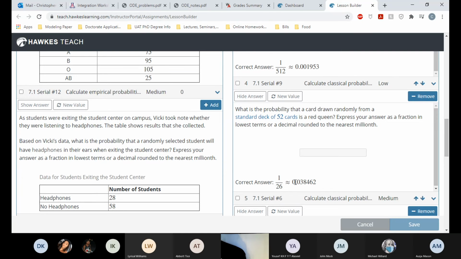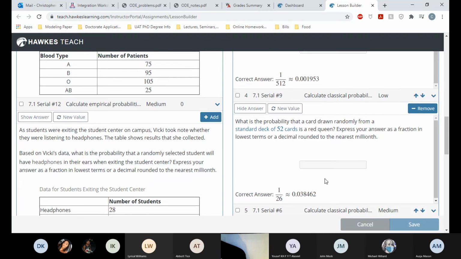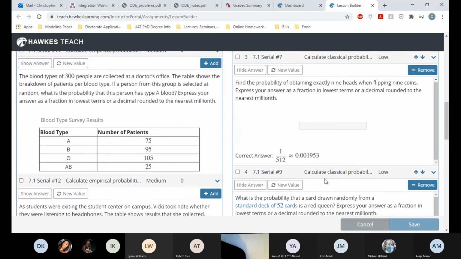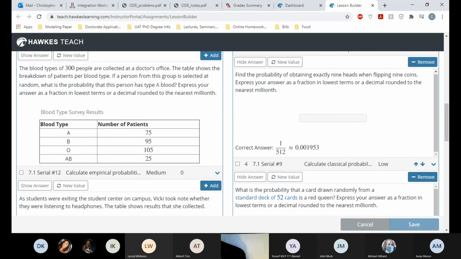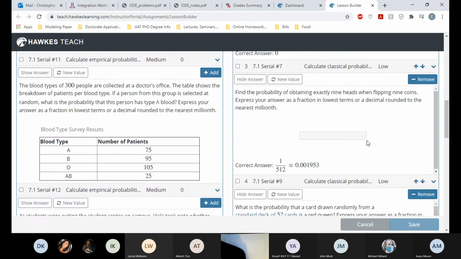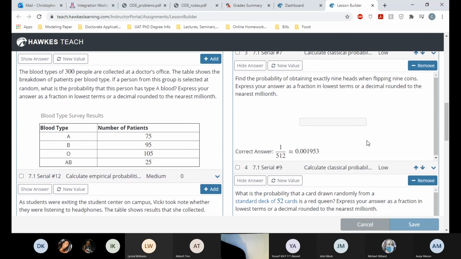Again, you could just divide 2 divided by 52 in the calculator and get a decimal approximation if you don't want to deal with the fractions. Okay, so are there any questions about these so far? They're kind of the same flavor here. Let me know if you want me to write any of these out.